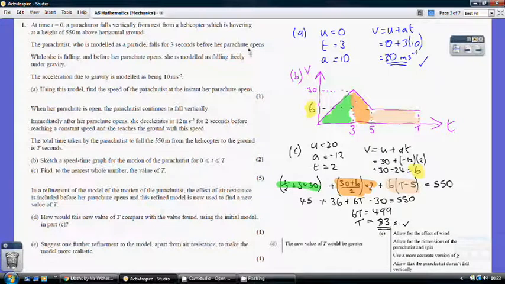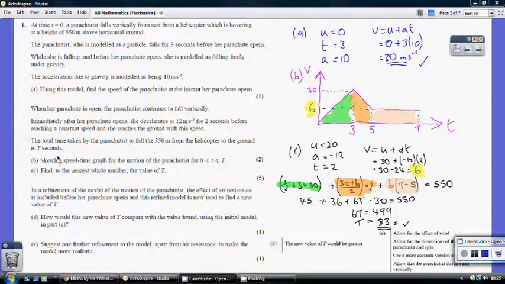Question 1. We're told, as the parachutist jumps, the initial speed is 0. We're told that she falls for 3 seconds, and we're told that the acceleration is 10. So using v equals u plus at and just substituting in, we get a velocity of 30 meters per second.